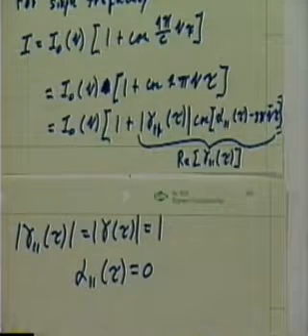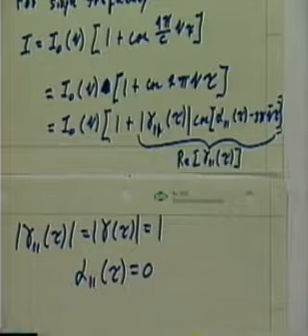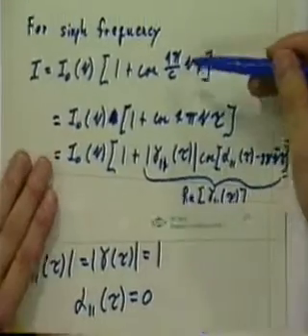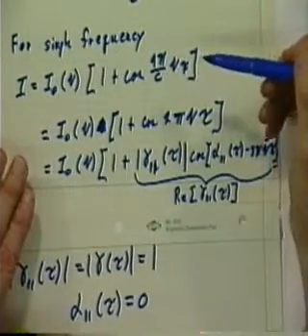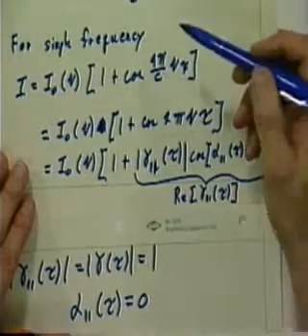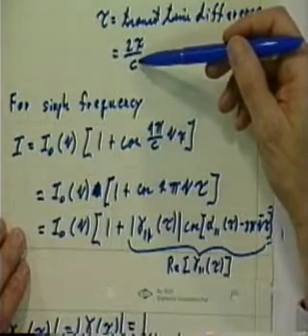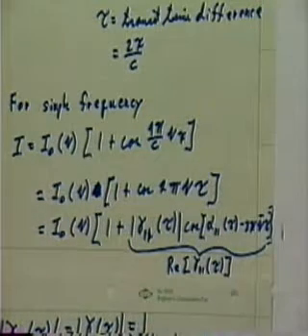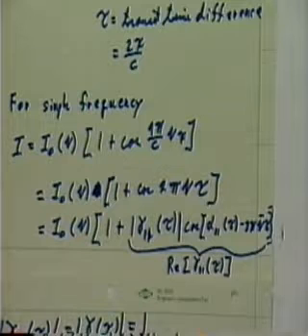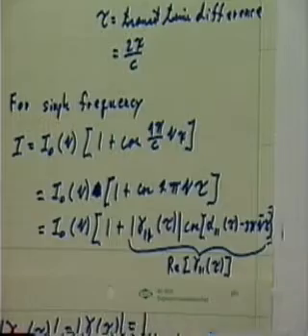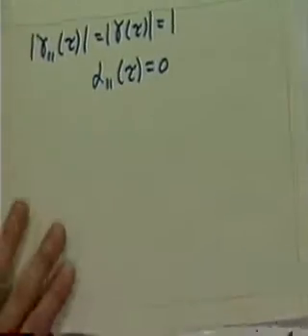What happened to c as you went from the first line to the second line? What happened to the velocity of light? Well, we had that tau here was equal to 2x over the velocity. So I just replaced 2x over the velocity with tau. So it's just the time difference it takes for the light to go the two paths of the interferometer. So single frequency, coherence function is 1, phase of the coherence function is 0, not so exciting.